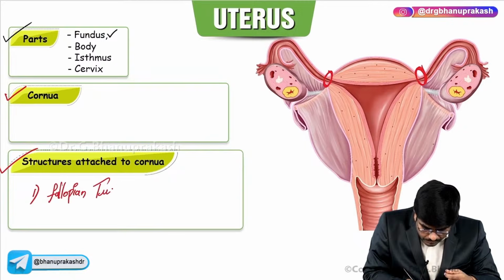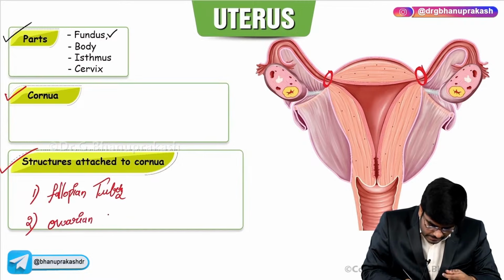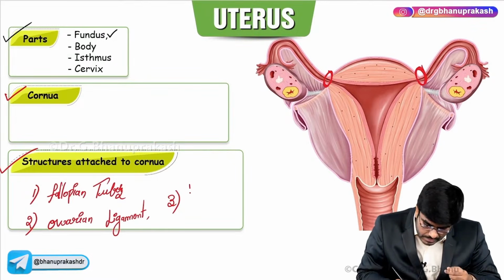Fallopian tubes are attached. What is the second structure? It's the ovarian ligament. And the third structure which is attached to the area of the cornua is the round ligament.